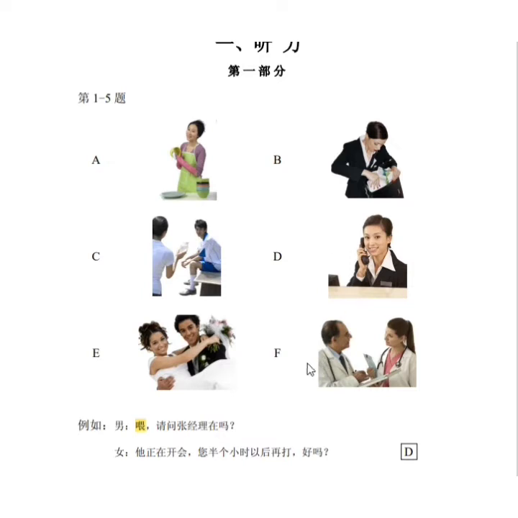And after listening to this paragraph, we have an idea that someone is having a phone call. From the pictures above, only answer D is correct, because in this picture you can see a girl receiving a phone call. So the D answer is correct.